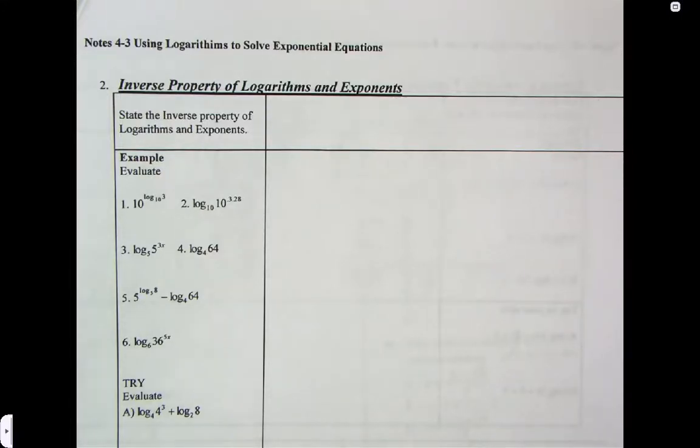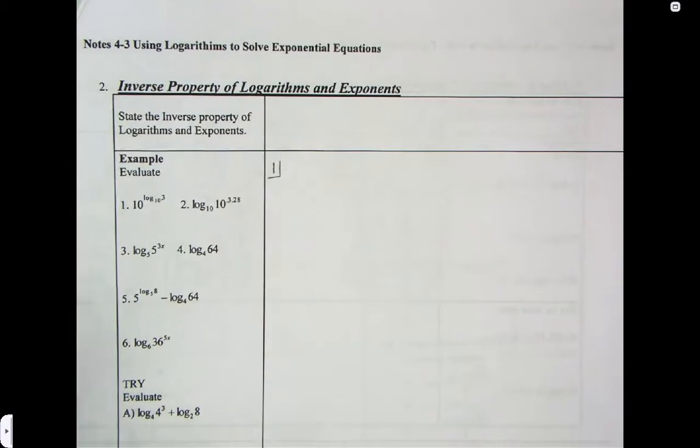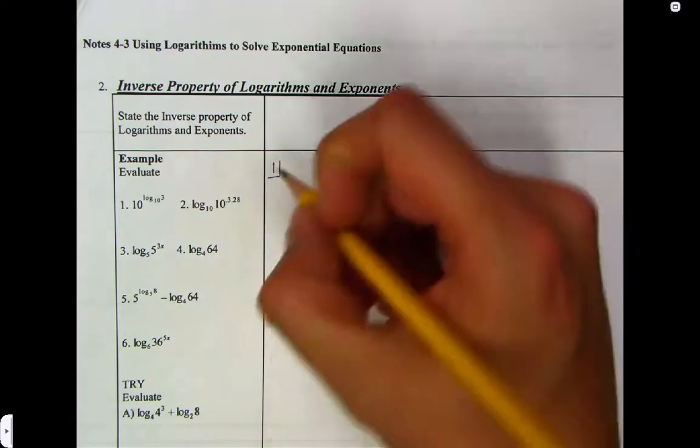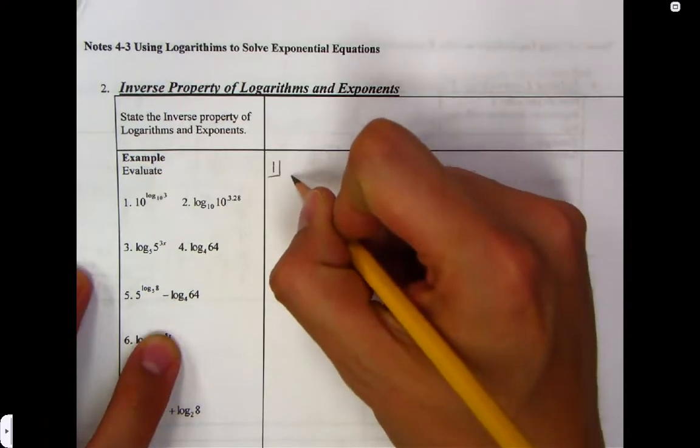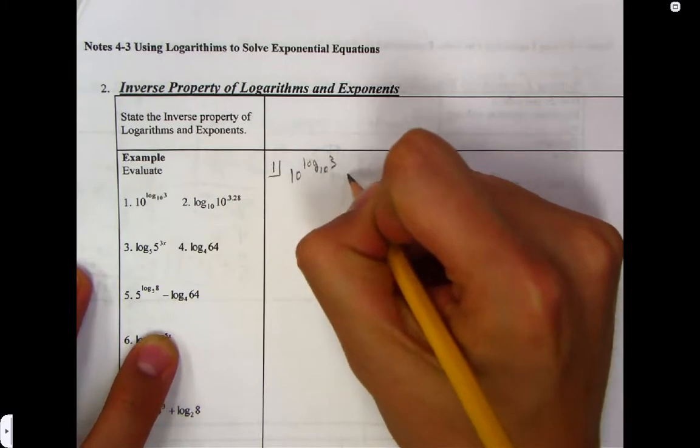Notes 4.3, Inverse property of logarithms and exponents. So now that we know how to rewrite in exponential and log form, we're going to use that to evaluate these logs and these exponents. So 10 to the log base 10 of 3. We're going to figure that out.